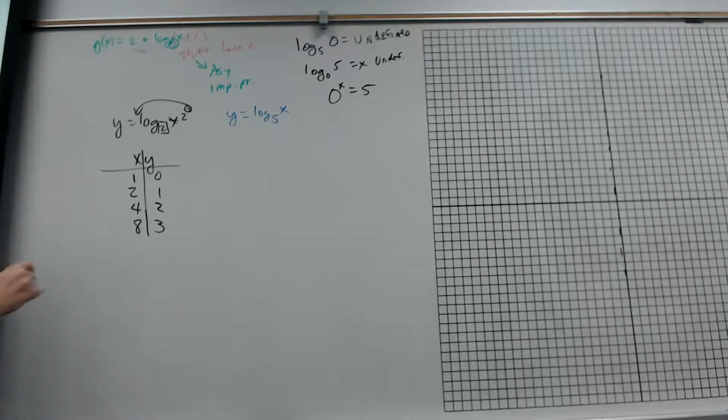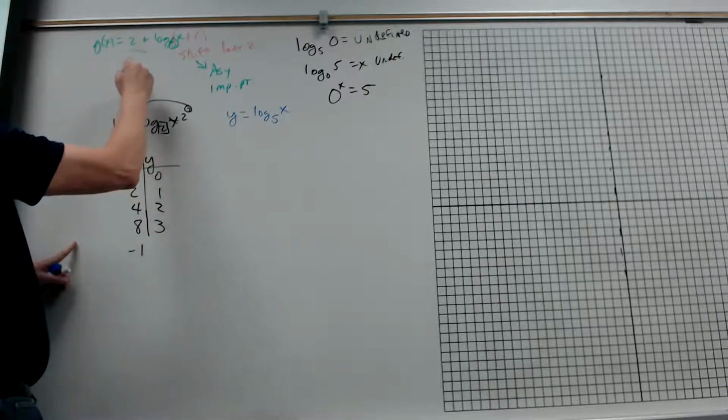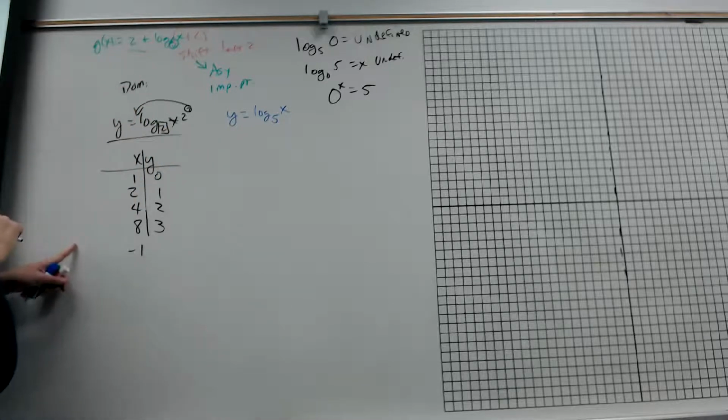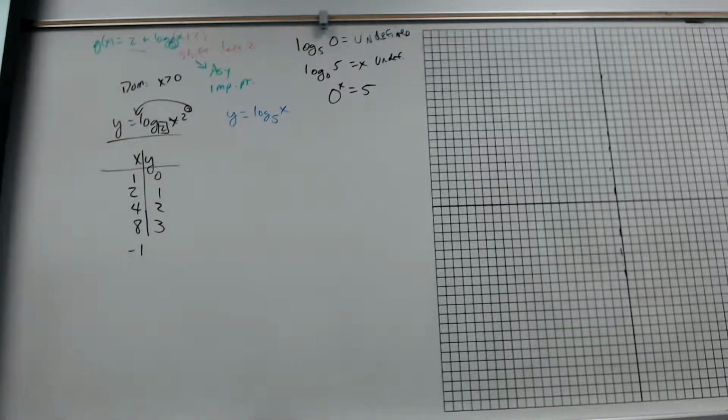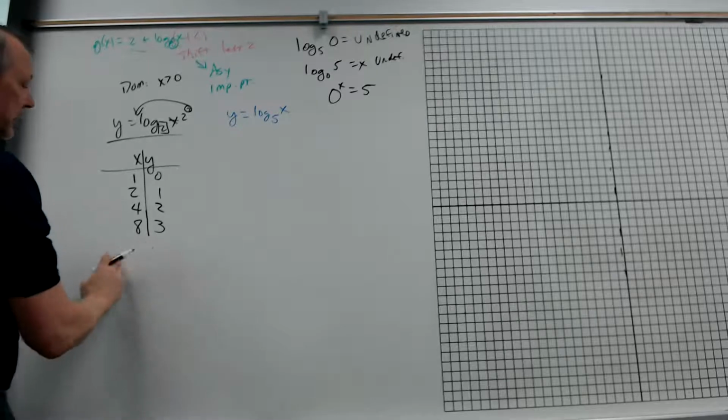What if I picked negative 1? What does that mean? Well, what's your domain for the log? X has to be greater than 0, not equal to, strictly greater than. So negative 1 is not in my domain.